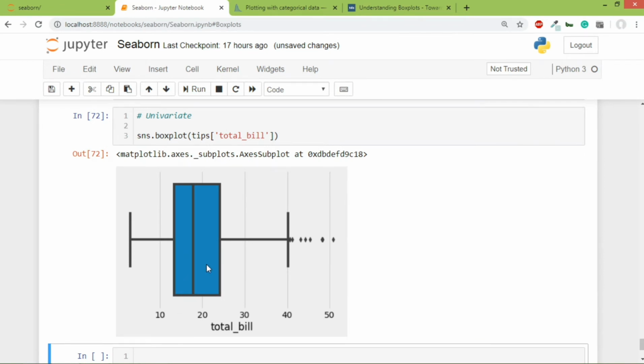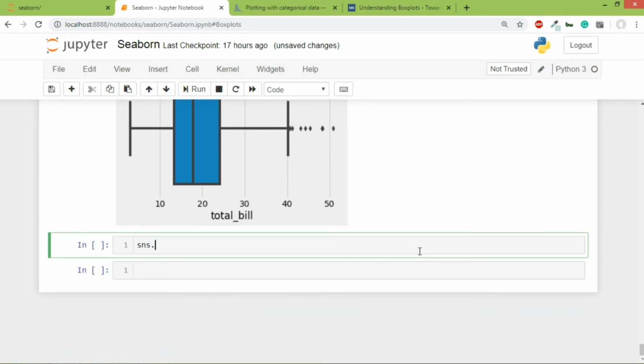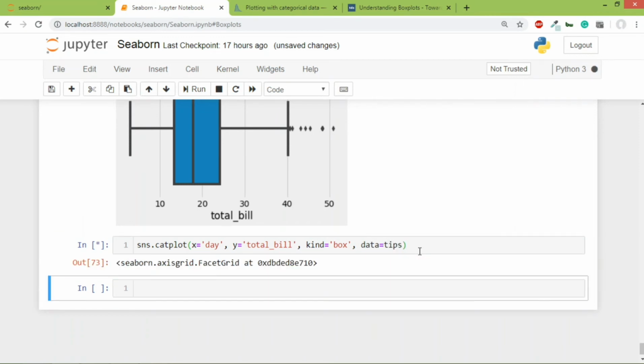Now let's do a multivariate analysis where we'll analyze the box plot on total bill with respect to the different days. So what we'll do is this time around, we'll use the catplot, sns.catplot. We could have used the boxplot as well, since we are using a figure level function. So we are going to use catplot. On the x-axis, I'll pass day. On the y-axis, I'll pass total bill. And then I'll pass the kind parameter, and I'll set it to be equal to box. And then we'll pass our data, which is equal to tips. And this is the code.